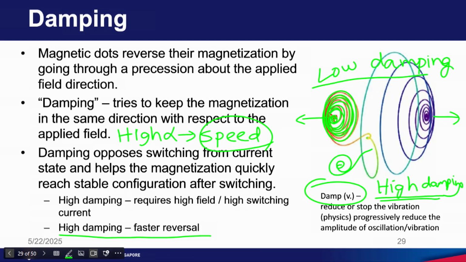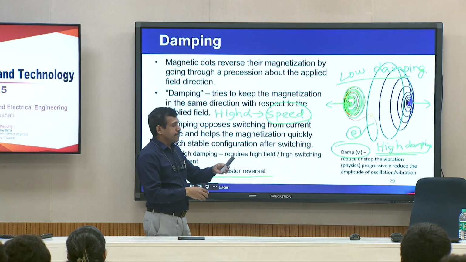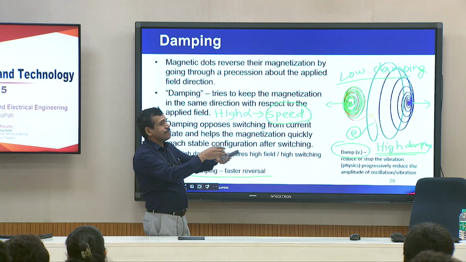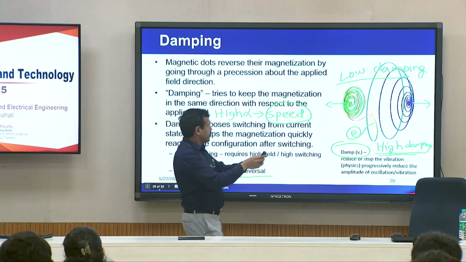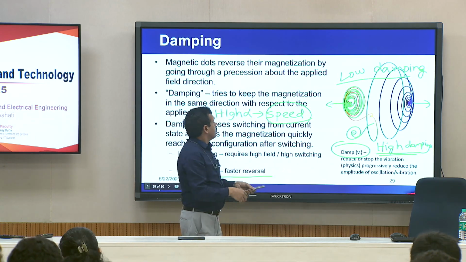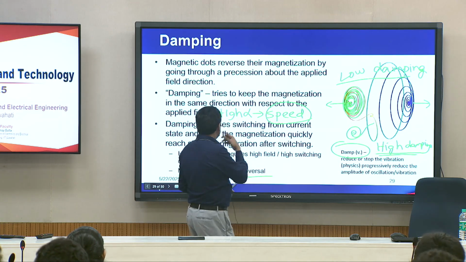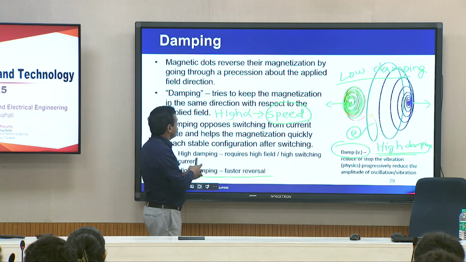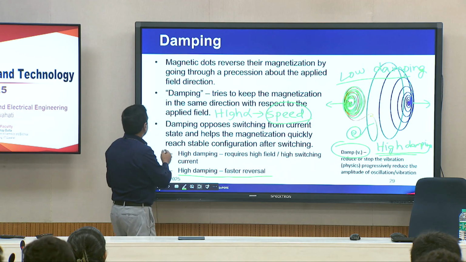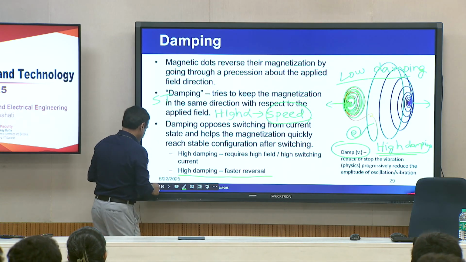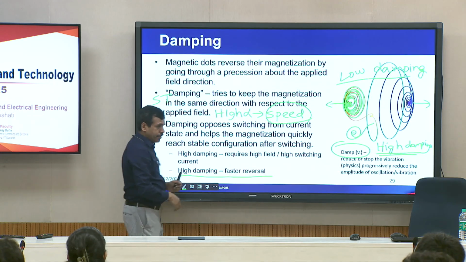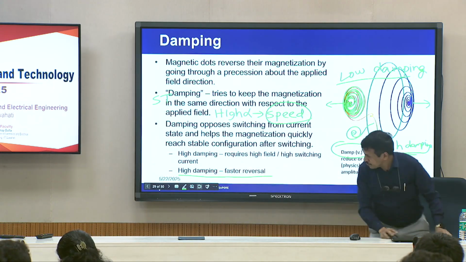On the other hand, if your damping is high, what damping means is the ability to resist disturbance from the initial position. Let me go back to what we learned yesterday. When we learnt about spin transfer torque yesterday, let me break this slide.